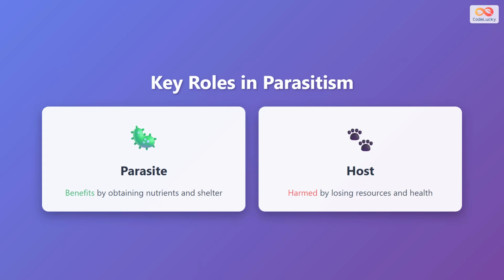In every parasitic relationship, there are two key players. First, the parasite, which is the organism that benefits from the relationship. The parasite obtains nutrients, shelter, and sometimes even transportation from the host. Second, the host, which is the organism that is harmed. The host loses valuable resources like nutrients and energy, and its overall health declines due to the presence of the parasite.